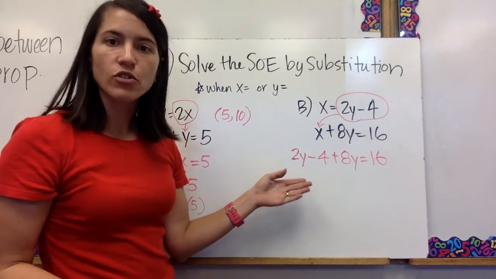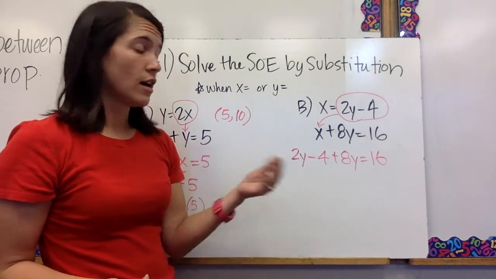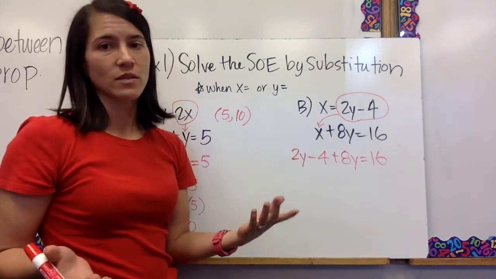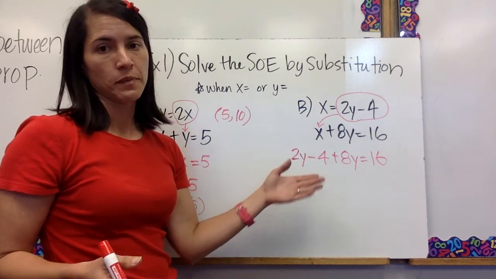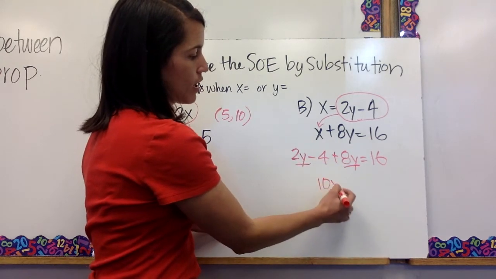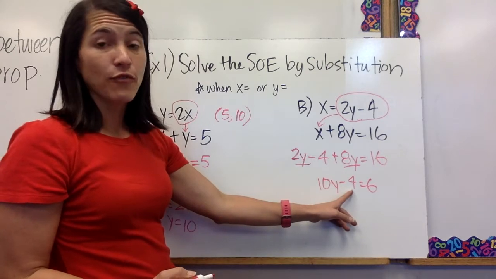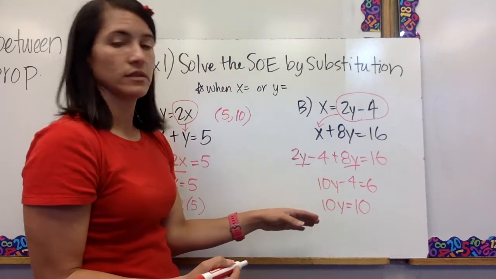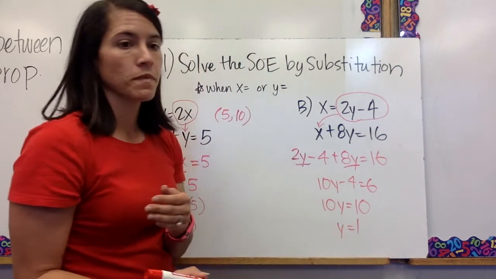Now, here's a key when you're rewriting it. You always want to make sure that one of your variables is not there anymore. If you rewrite the equation and you still have x's and y's, then you've done something wrong, or you need to resubstitute, because one of your variables should go away. Now we can solve. We can combine like terms. So that's 10y minus 4 equals 6. We're going to add 4 to both sides. 10y equals 10. And then divide both sides by 10, and y equals 1.